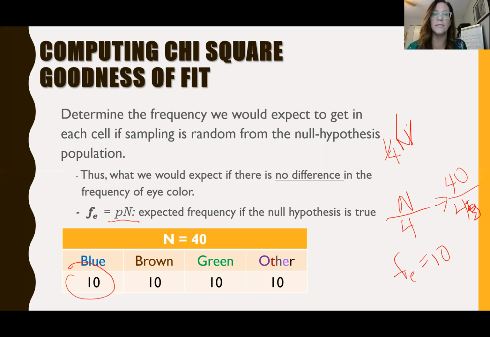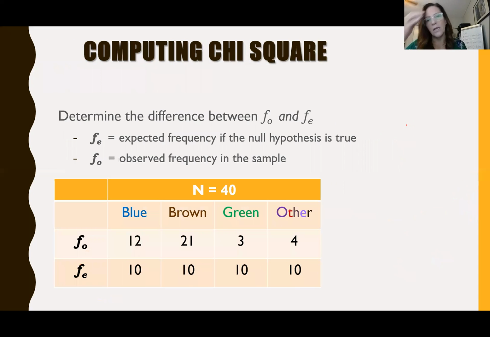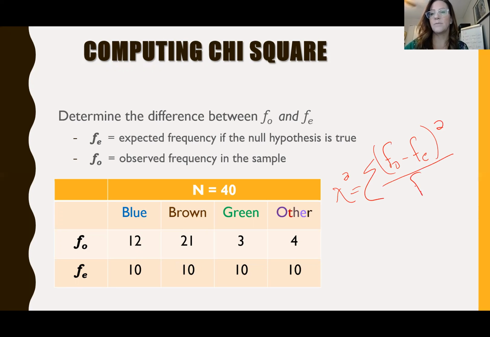What I do is I set this up so that I have my observed frequencies on one row and my expected frequencies in the other, and then I can easily calculate my chi-square. If we recall, chi-square equals the sum of the observed frequencies minus the expected frequencies, squared, divided by the expected frequencies. Okay, so we can easily calculate those.